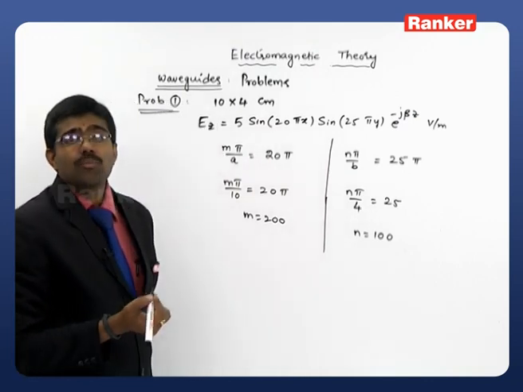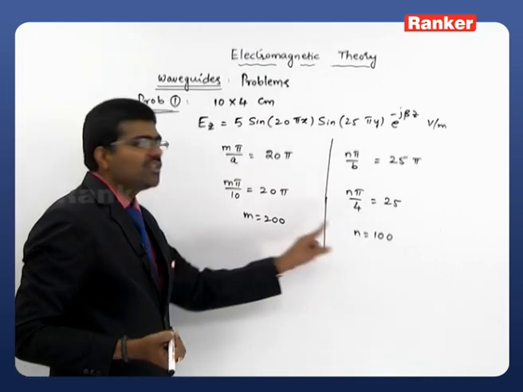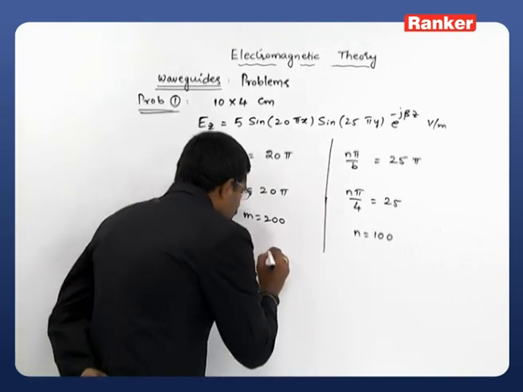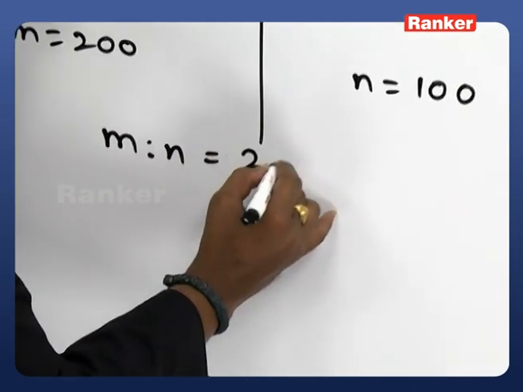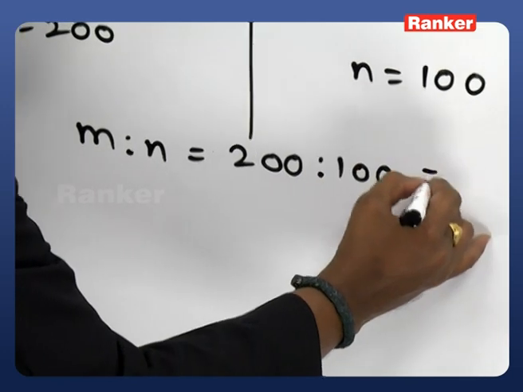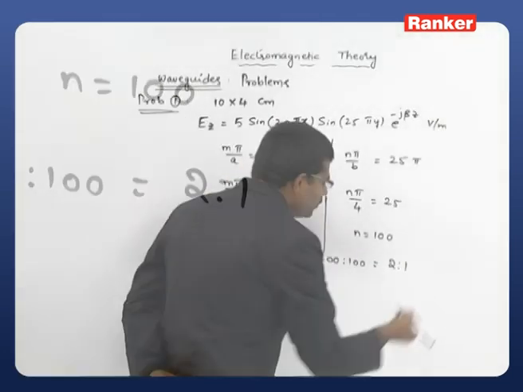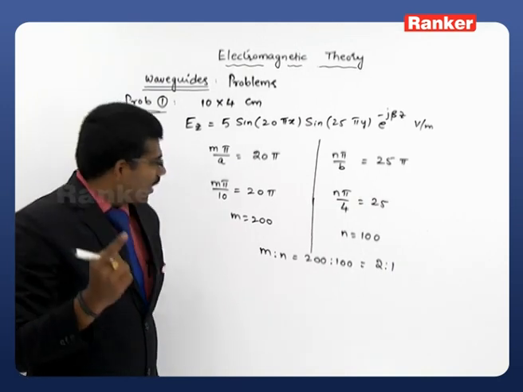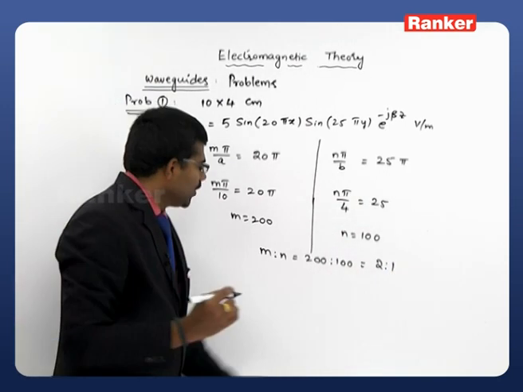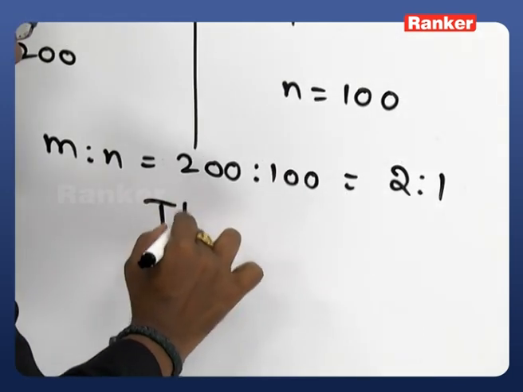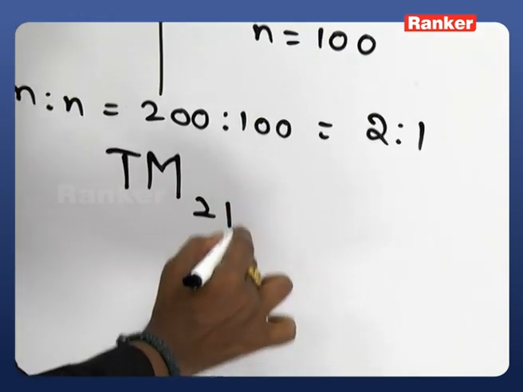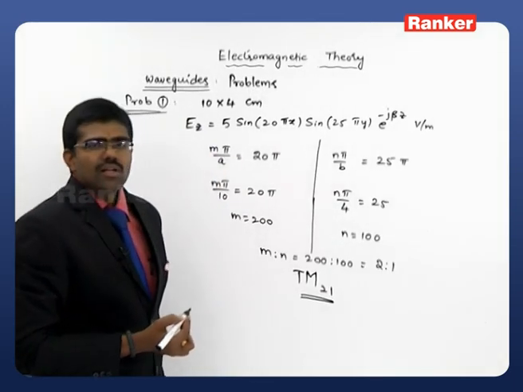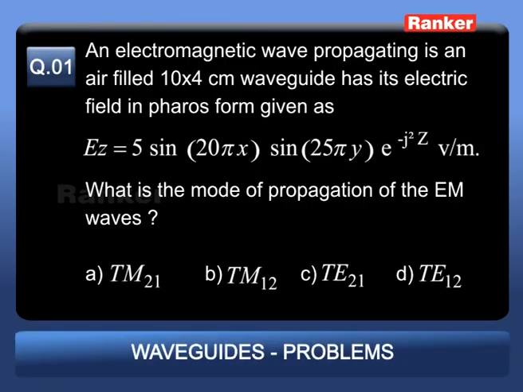Now what we require is the type of mode. Get the ratio of these two, m is to n. So m is to n = 200 is to 100, which is simply 2 is to 1. So the type of wave we have is a TM wave, and the mode is 2, 1. Clearly you are supposed to observe that it is a TM wave with mode 2, 1. So this option exists as option A. That is, option A is the correct answer.